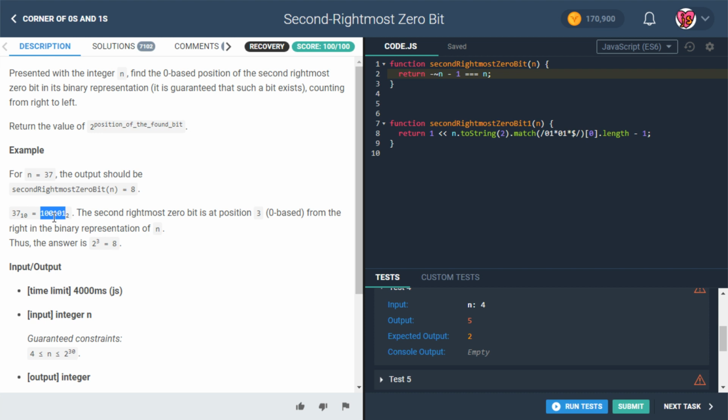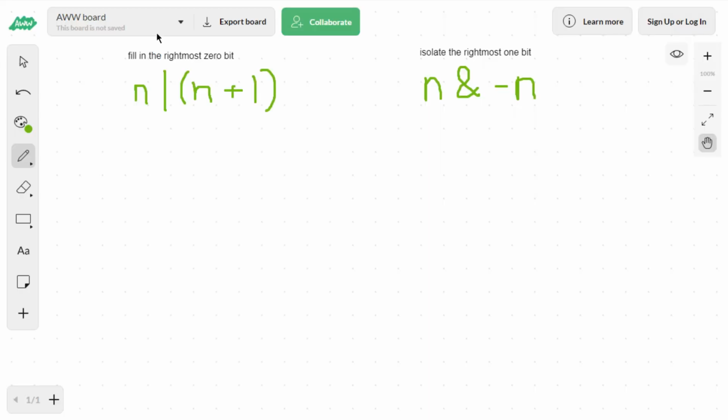So 37 was 100101. What we wanted was the second rightmost 0 bit. So we want to know this one, and specifically we want to know 2 to the power of that one. So basically what we want is a 1000. We want that number if we can get it. So 100101. Okay, let me write that down as our example. So switch back to pen and we'll say n is going to be assigned the value of 100101.